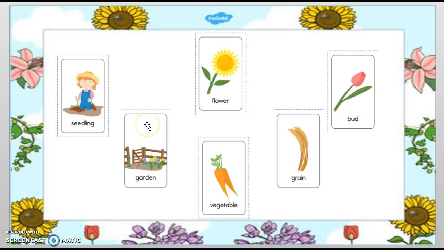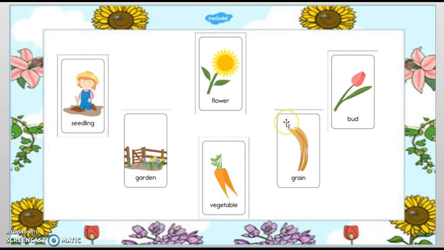Here we have a garden. A garden is a piece of land where flowers, fruits, and vegetables are grown. So plants grow in a garden. The flower is the blossom on a plant. Vegetable is a plant or part of a plant, such as carrots or beans, that is used for food. So a vegetable is a plant as well.